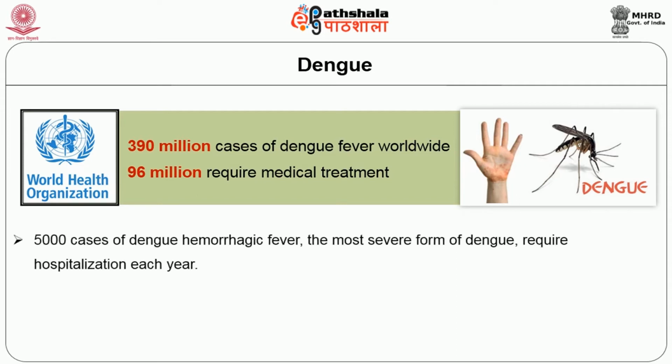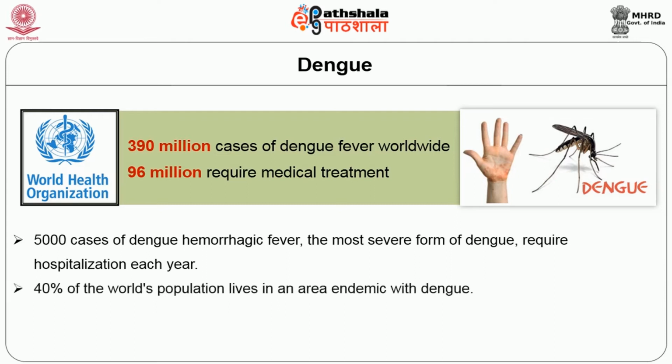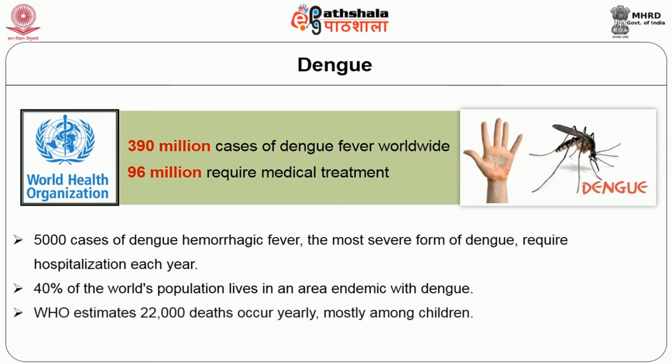500,000 cases of dengue hemorrhagic fever, the most severe form of dengue, require hospitalization each year. Nearly 40% of the world's population lives in an area endemic with dengue. The World Health Organization estimates 22,000 deaths occur annually, mostly among children.